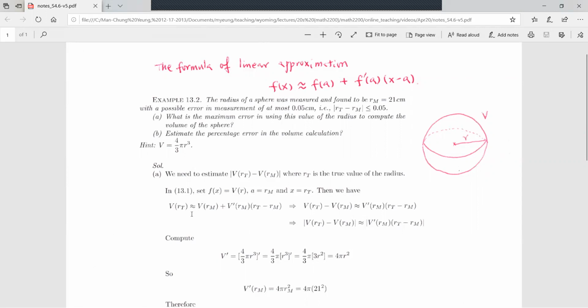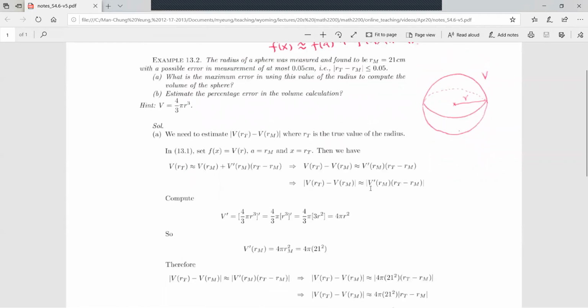Now, plug this information into the approximation formula, then we get this approximation. F of x is volume at RT, since x is RT. F of A is volume at Rm, since A is Rm. And then plus derivative at Rm times X minus A, RT minus Rm. Now I move this number to the left side to get this inequality. Take absolute value on both sides.